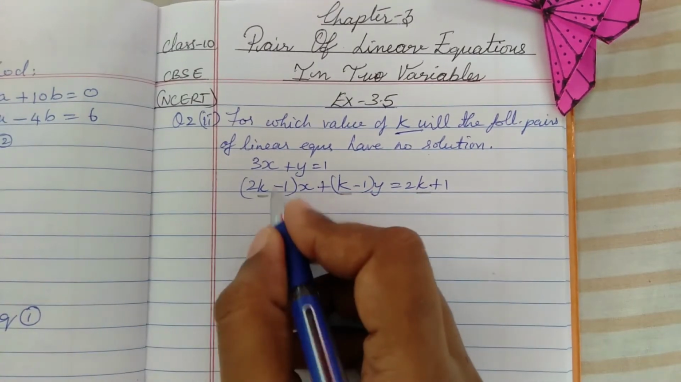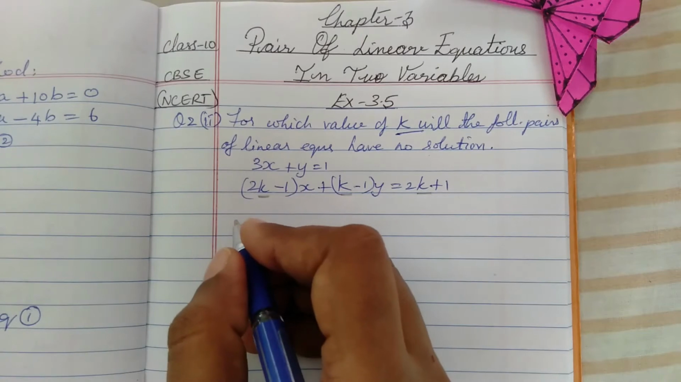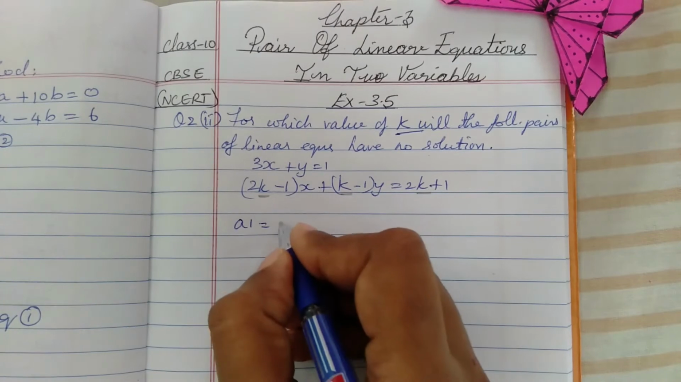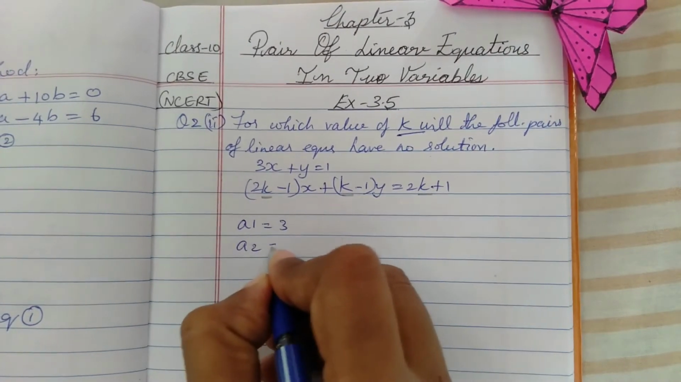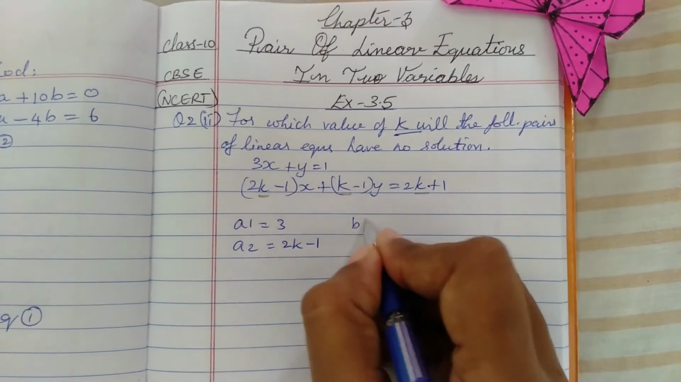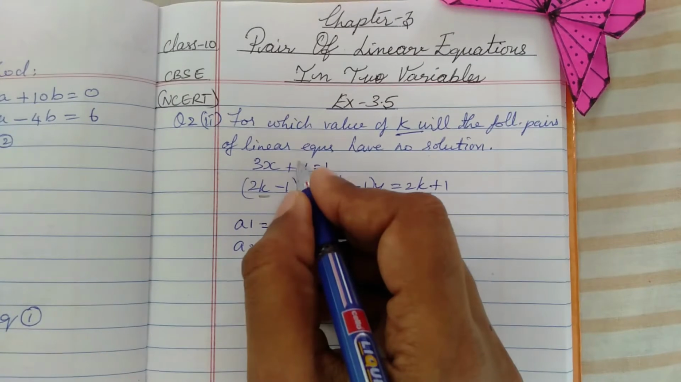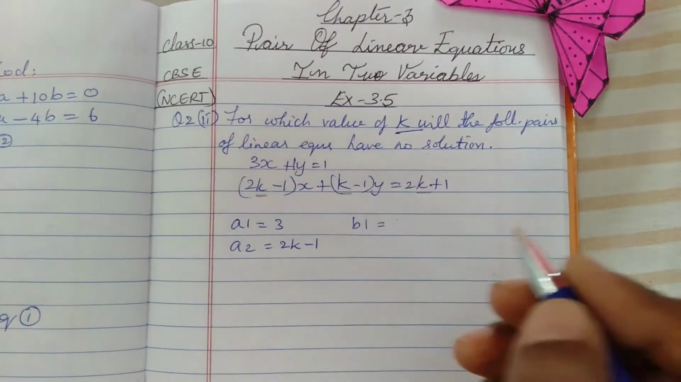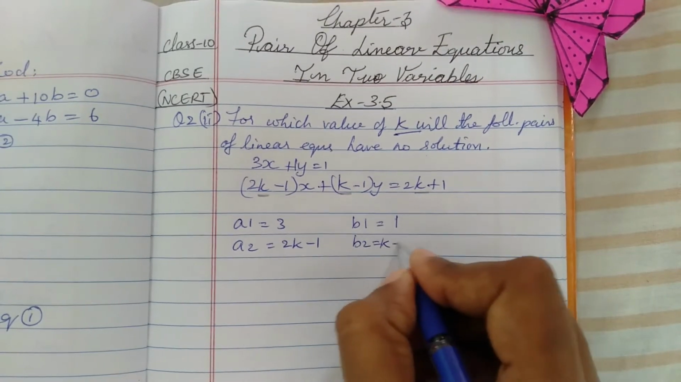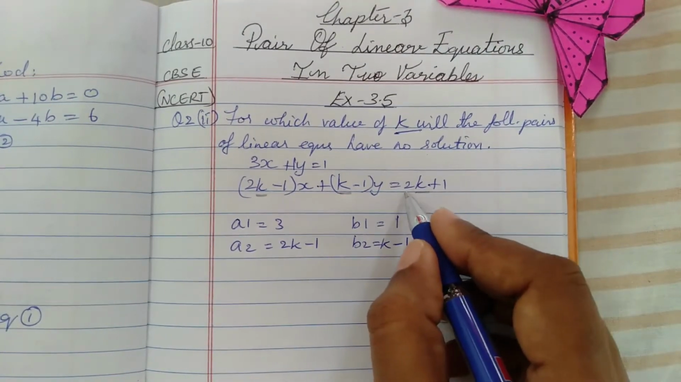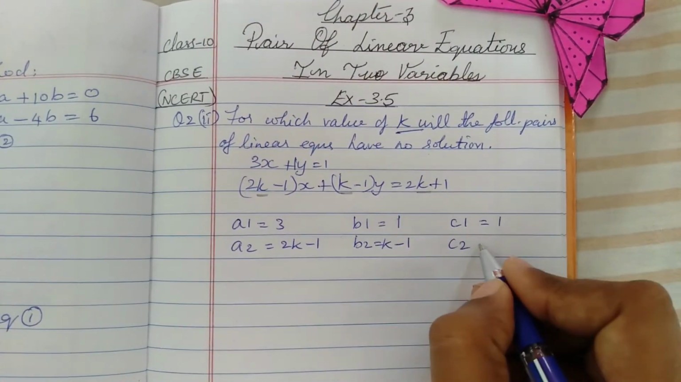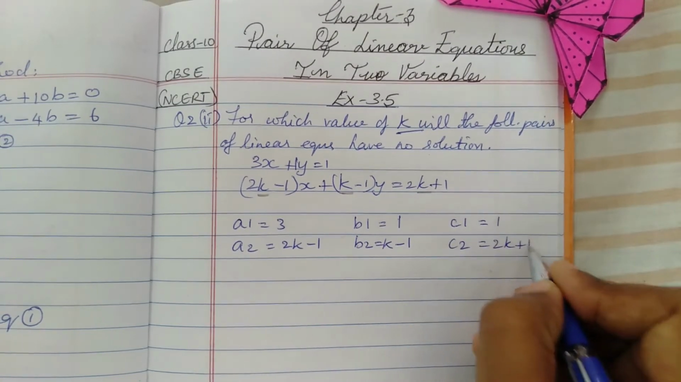So here we can list out the coefficients first. a1 is 3, a2 is 2k minus 1. b1 is, here there is no coefficient given, so it means that it is 1, and b2 is k minus 1, and c1 is 1, c2 is 2k plus 1.